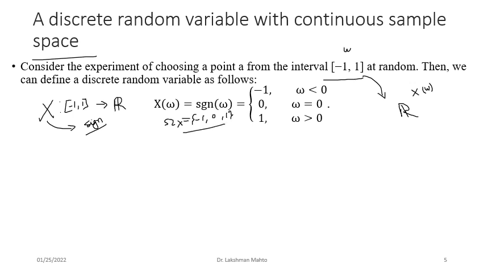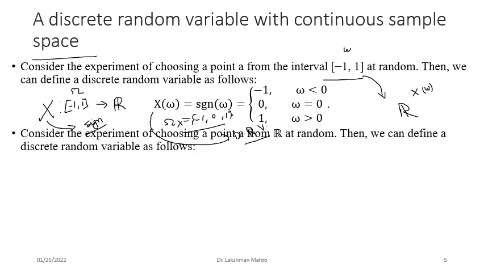That means it is a discrete set. So this map from the interval minus 1 to 1 to R is a discrete random variable, because the corresponding range is a discrete set. But the experiment is that you are choosing numbers from the interval minus 1 to 1, so the sample space is a continuous set. Yet the random variable we defined through the sign approach is discrete. So we have an example with a continuous sample space, but the random variable is discrete in nature.